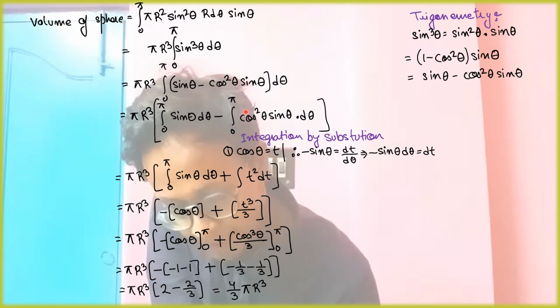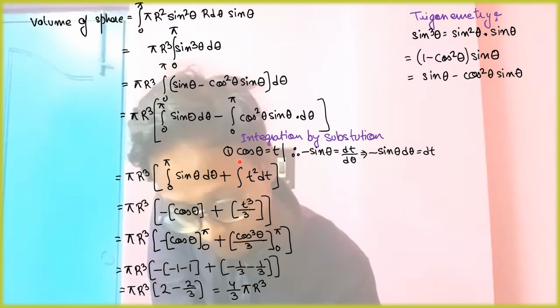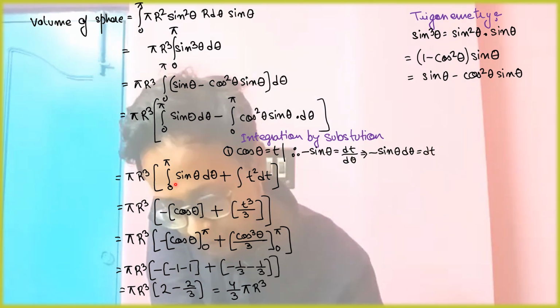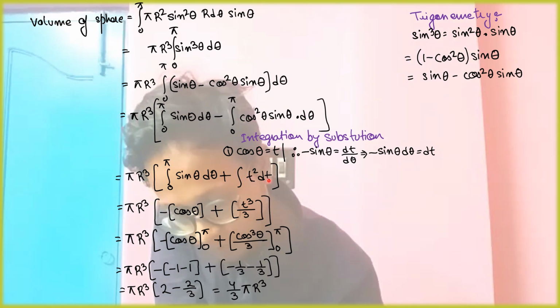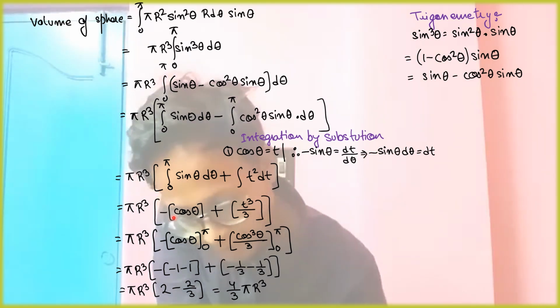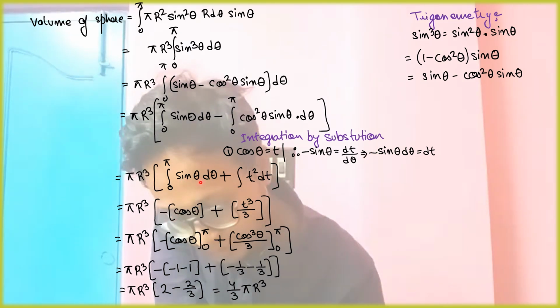Now this part I am integrating by substitution, where cos theta is equal to t. So minus sine theta is equal to dt by d theta, or minus sine theta d theta is equal to dt. I just substituted sine theta d theta. This entire term was substituted by t square dt, and this negative gets changed into positive because of this minus. Now, if I integrate sine theta, it is nothing but minus of cos theta. I brought the minus outside. And if I integrate t square dt, it is nothing but t cube by 3.